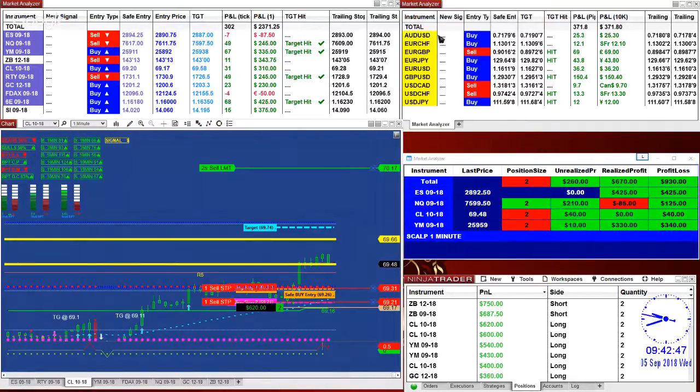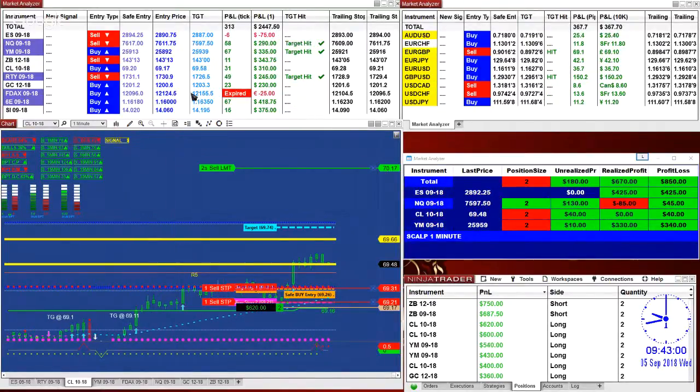Both of them on the market analyzer are based on 1 minute every day. We do not use different charts. That chart is 1 minute every day, and the market analyzer is based on straight 1 minute, nothing in it. All those trades here are based on one lot.